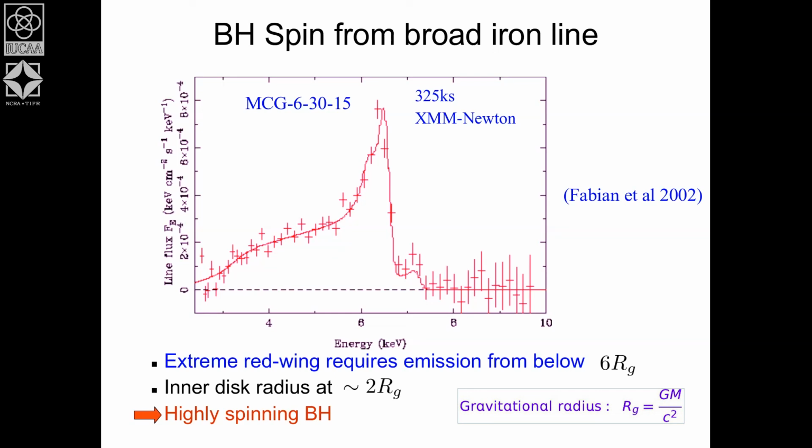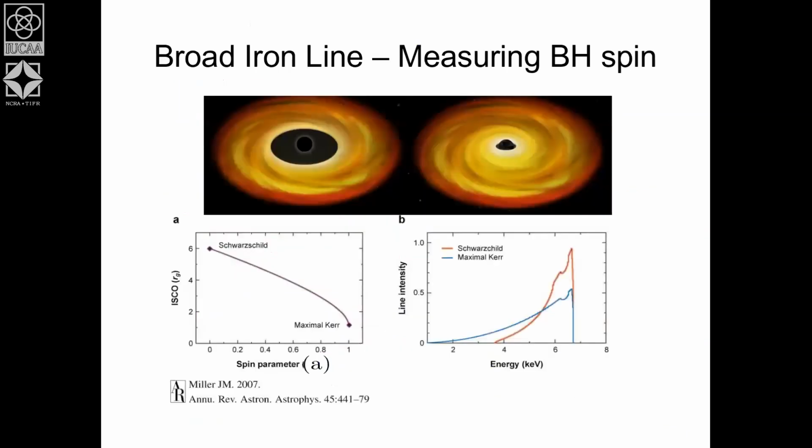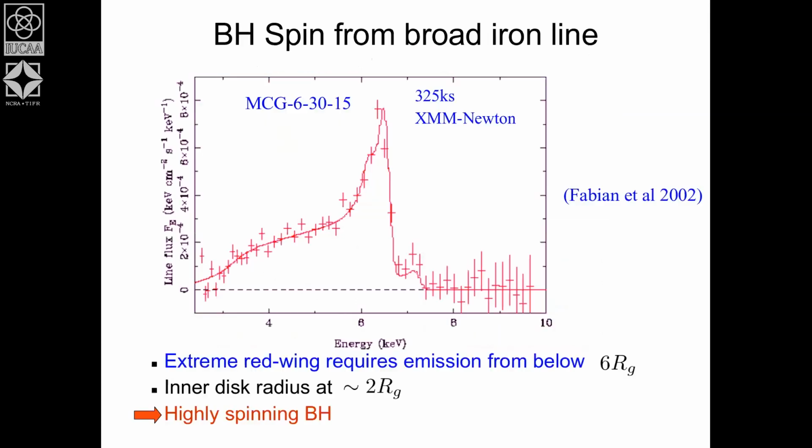This is how, by measuring the inner edge of the disk using this red wing, one can measure the inner radius, and from the inner radius one can measure the black hole spin. Because if the black hole is not rotating, then the accretion disk can extend only up to 6 times the gravitational radius, while if the black hole is maximally rotating, the accretion disk can go down to about 1 R_G. And if it is going very close to the black hole, that means the effects of special and general relativity will be much stronger, and the line will be shifted to even lower energy.